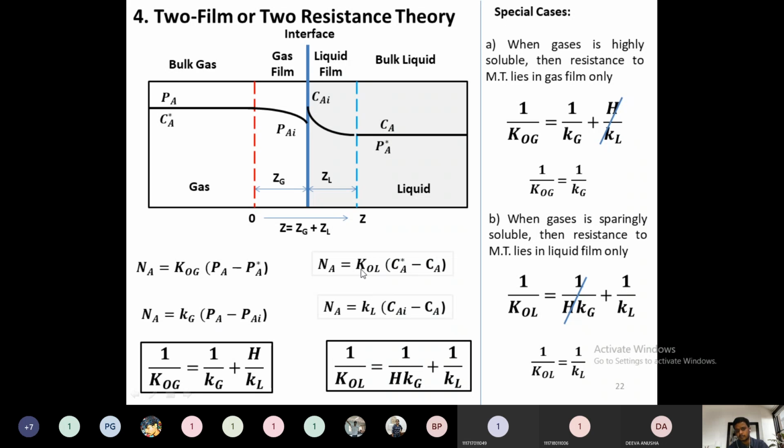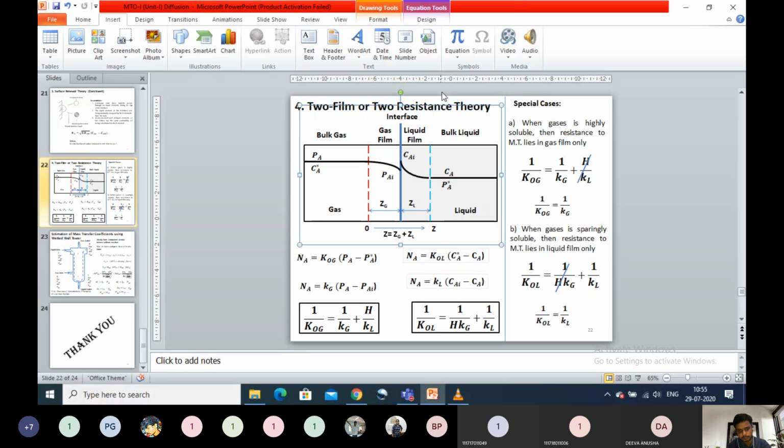This is the overall liquid phase mass transfer coefficient. This is the overall gas phase mass transfer coefficient. This is the individual gas phase mass transfer coefficient. Hope there is a clear distinction between these two equations. Okay, overall is when we are taking concentrations from the start of the mass transfer to the end of the mass transfer. Individual means we are taking up to the interface only, up to the gas interface for the gas concentrations, up to the liquid interface for the liquid phase concentrations. Hope you understood that one.